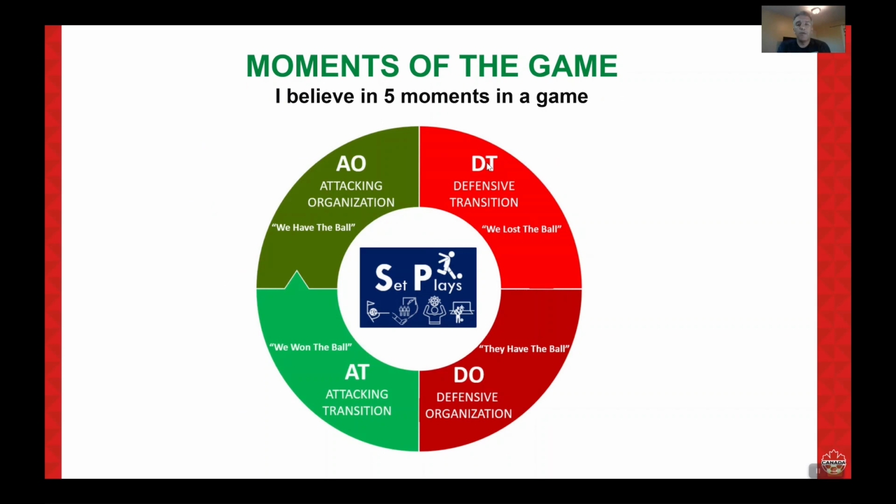Moments of the game. I believe in five moments in a game: AO or attacking organization, the moment that we have the ball; DT or defensive transition, the moment that we just lost the ball; DO or defensive organization, the moment that they have the ball; AT or attacking transition, the moment that we just won the ball back. And the last one is set plays. It includes all free kicks, penalties, throw-ins, and corners.